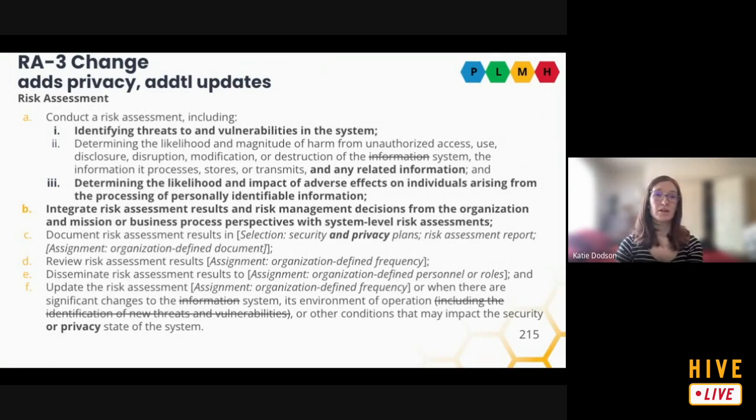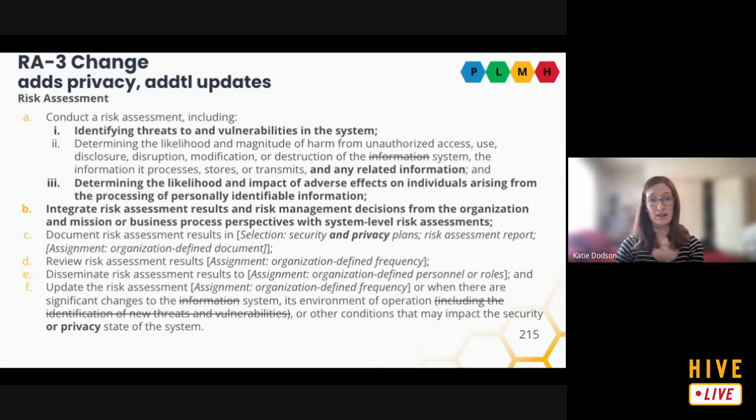RA-3, a couple changes here related to risk assessments. So your risk assessment now has to identify threats to and vulnerabilities in the system. Part 3 is also new, determine the likelihood and impact of adverse effects on individuals arising from the processing of PII. So it's incorporating your privacy there.